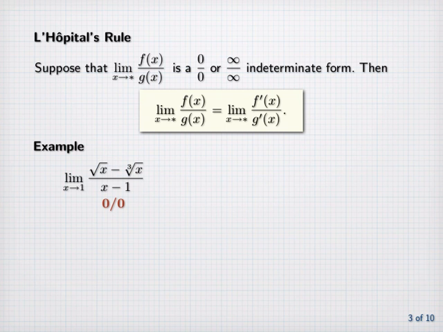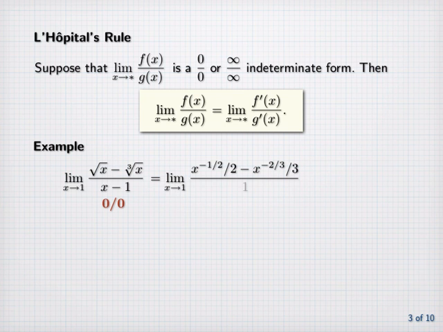So L'Hopital's rule tells us we can take the limit of the quotient of the derivatives. Let's first take the derivative of the numerator. The derivative of x to the 1/2 power is going to be x to the minus 1/2 divided by 2. Now we subtract the derivative of x to the 1/3 power, which gives us minus x to the minus 2/3, all divided by 3. And the derivative of the denominator is just 1.